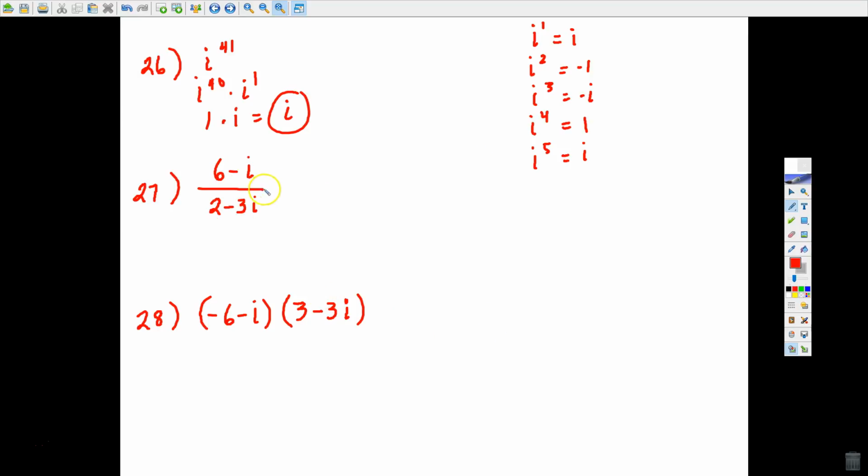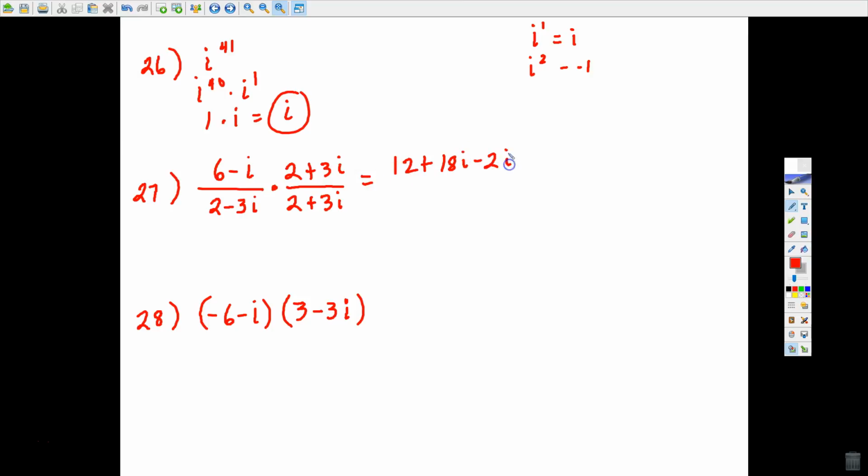Simplifying complex numbers involves using the conjugate, and the conjugate of 2 minus 3i is 2 plus 3i. So I'm going to use FOIL on the top. So 6 times 2 is 12, 6 times 3i is 18i, 2 times -i is -2i, and -i times 3i is -3i squared. But again, since i squared is -1, I'm going to make this become plus 3. -3 times -1.